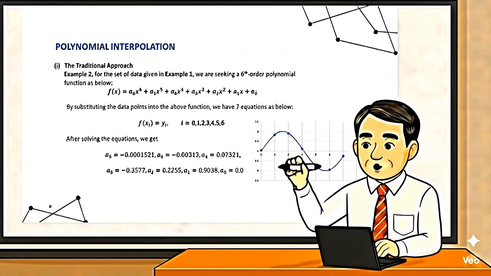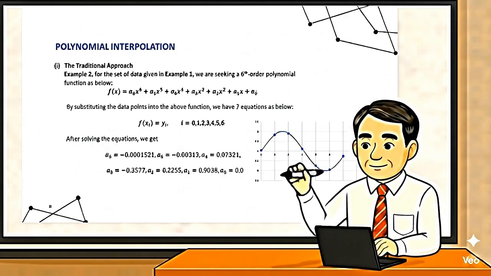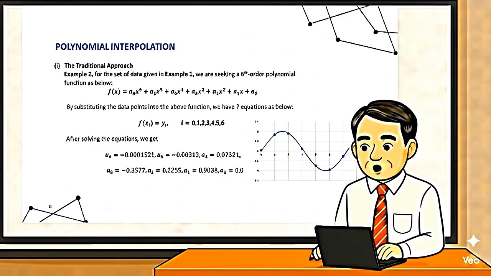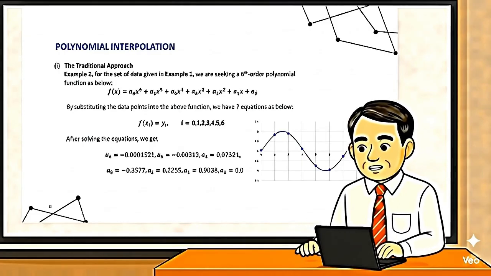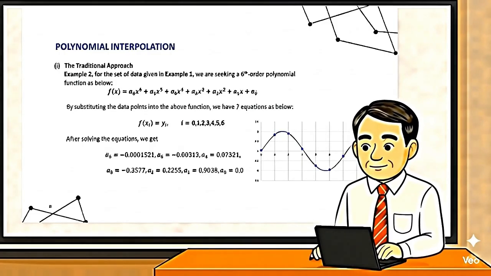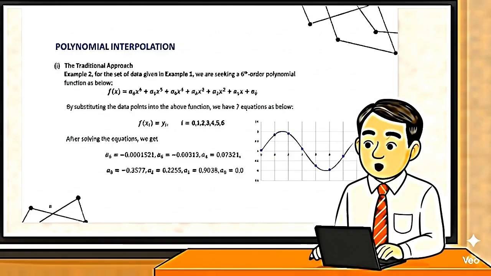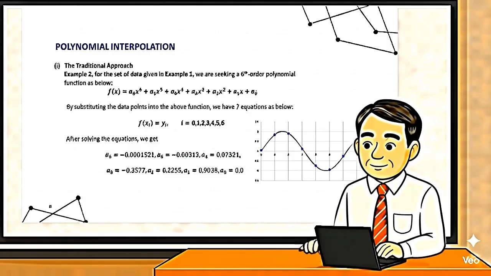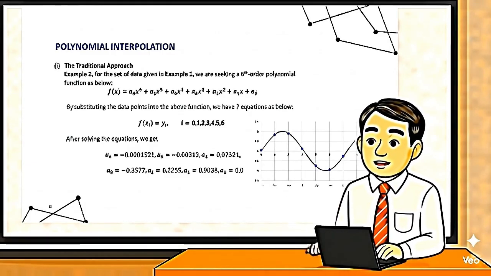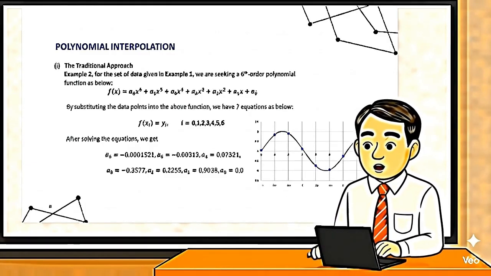The method is straightforward. We take our general polynomial function and substitute each of our 7 data points into it. Since each point has an x value and a y value, plugging in one point gives us one equation. If we do this for all 7 points, we end up with 7 linear equations, and we have 7 unknown coefficients. It's a classic system of simultaneous equations.